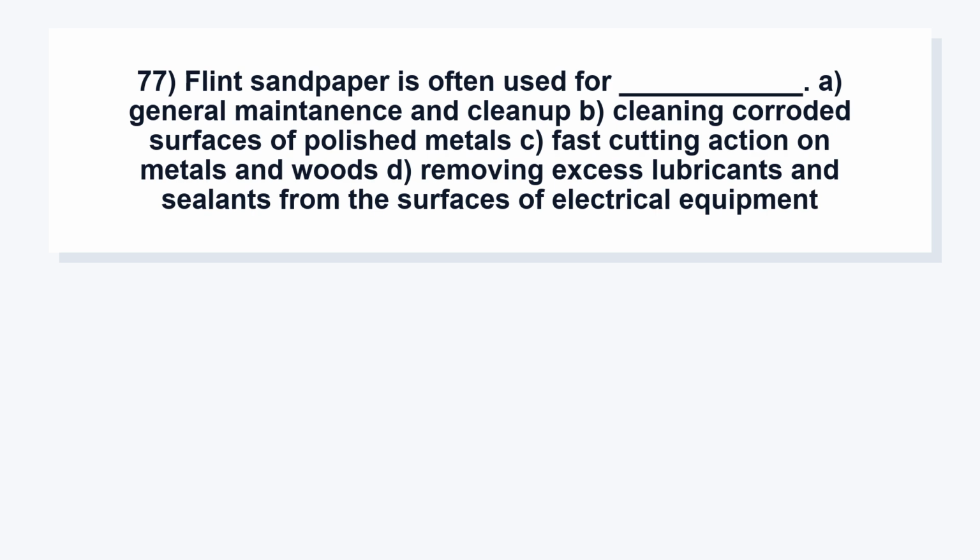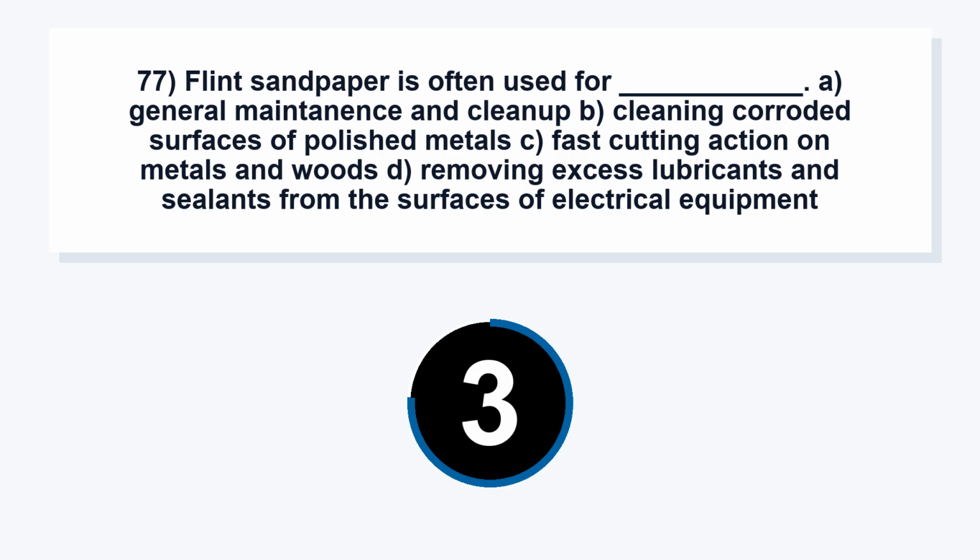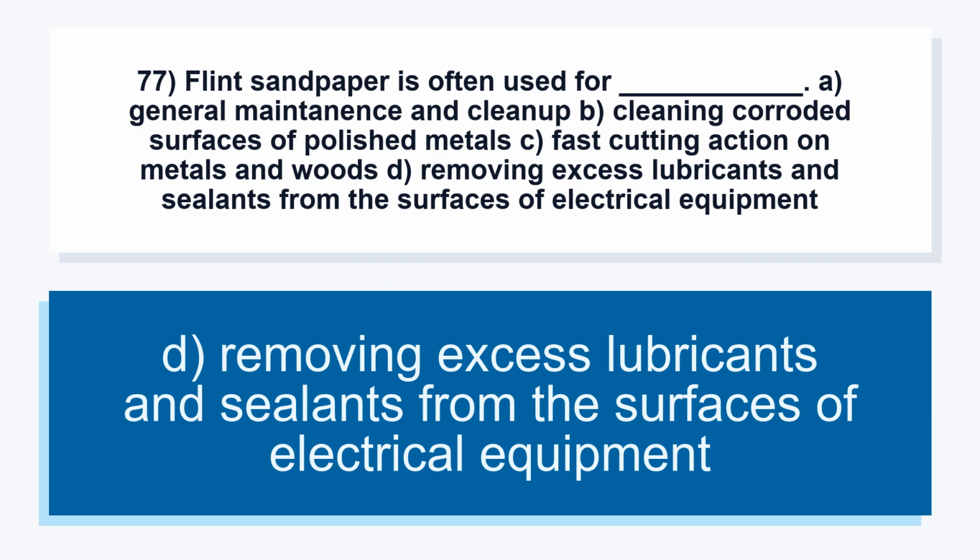77. Flint sandpaper is often used for ____. A. General maintenance and cleanup. B. Cleaning corroded surfaces of polished metals. C. Fast cutting action on metals and woods. D. Removing excess lubricants and sealants from the surfaces of electrical equipment.